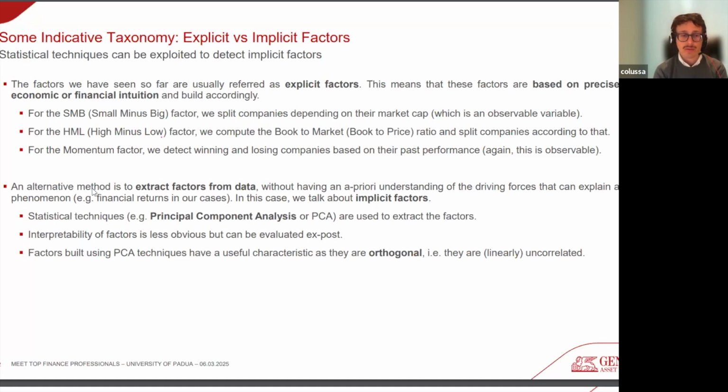One of the most used techniques here is principal component analysis. PCAs are very helpful because, starting from the data, basically the returns of the assets, they are able to build factors that explain decreasing shares of the volatility of these assets, and have also this very useful characteristic, which is orthogonality, meaning that the factors are linearly uncorrelated from one to the other. So it's quite a useful way to build them. The big problem here is that the interpretability of these factors is way less obvious.